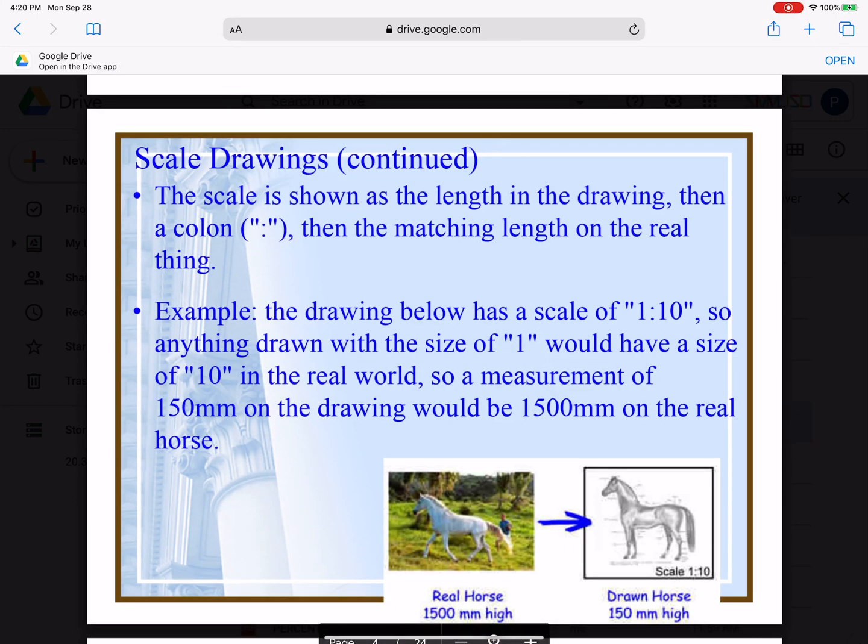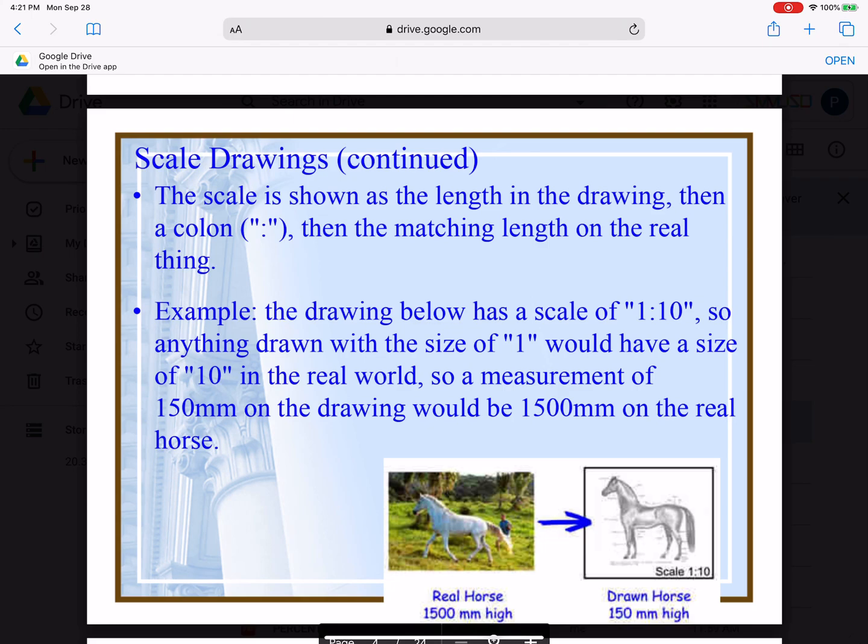Scale drawings. So I'm going to read this to you. The scale is shown as the length in the drawing, then a colon, then the matching length on the real thing. For example, the drawing below has a scale of 1 to 10. So anything drawn with a size of 1, clearly I didn't put any units there, would have a size of 10 in the real world. So a measure of 150 millimeters in the drawing would be equal to 1,500 millimeters on the real horse. Okay, so that would be the ratio of the scale in the drawings.